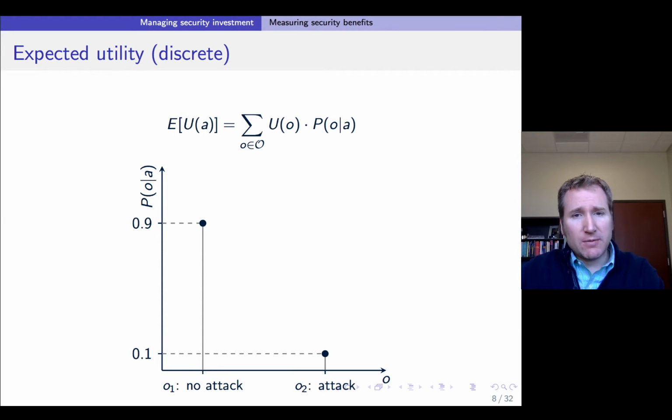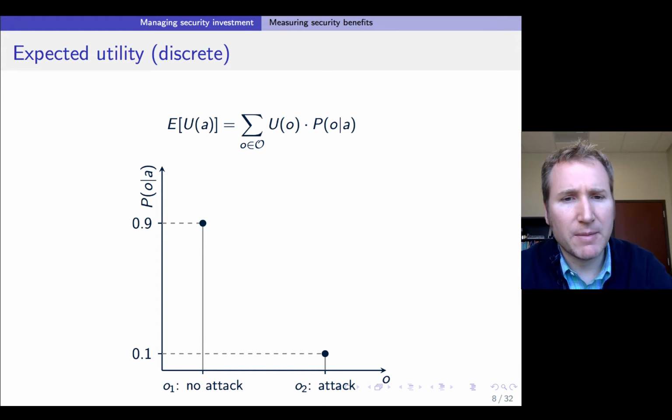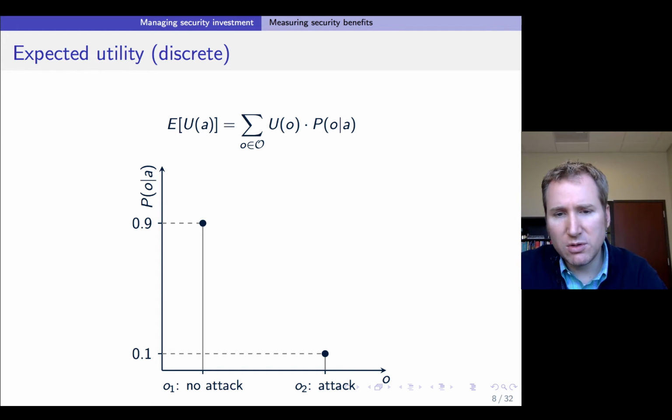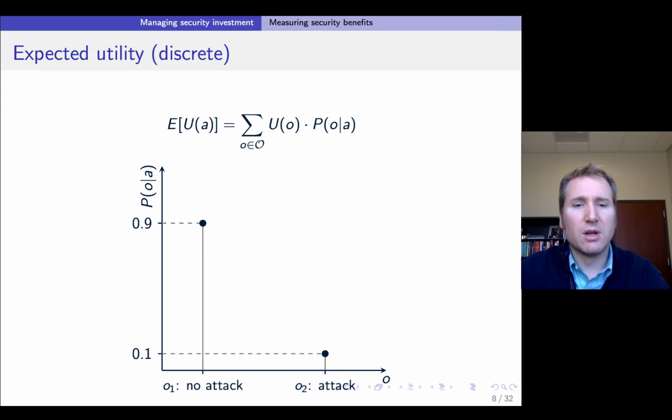Here's an example, which you've already seen, but not in this context. So we have an expected utility function where we're calculating the utility of a certain action, and then for the discrete case, we just sum over all the outcomes and get the expected utility for each outcome, given the various probabilities of the action. So in this graph here, we have 2 outcomes. Outcome 1 is no attack. Outcome 2 could be an attack. And then we have probabilities assigned to each. Outcome 1 has probability 0.9. Outcome 2 has probability 0.1.